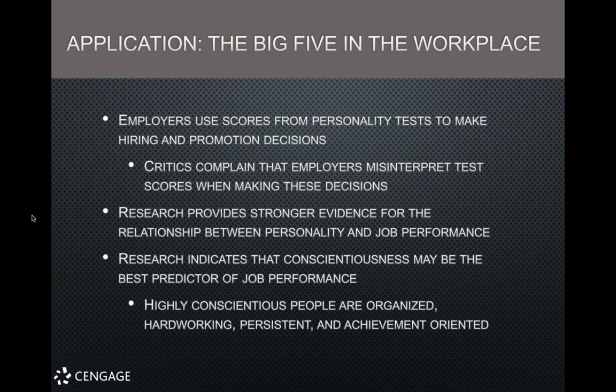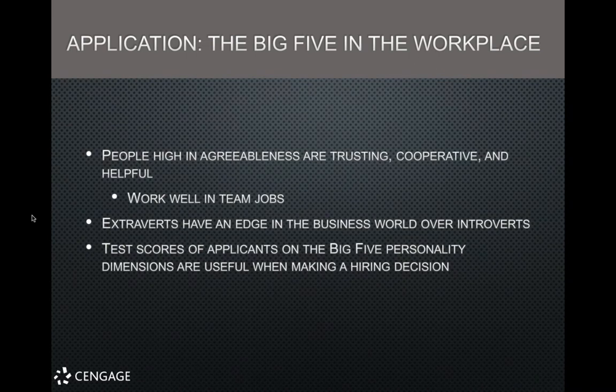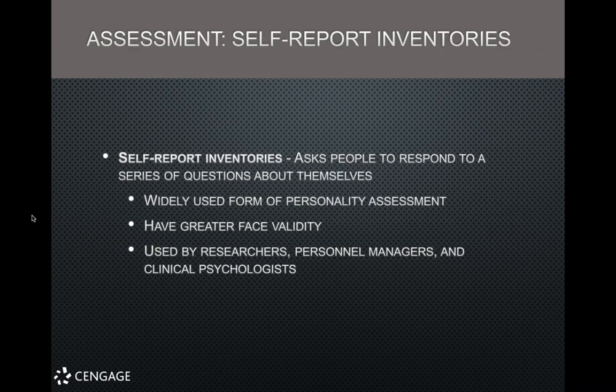That is, highly conscientious people are organized, hardworking, persistent, and achievement-oriented. People high in agreeableness are trusting, cooperative, and helpful, and work well in team jobs. Extroverts have an edge in the business world over introverts because they can be innovative, more gregarious, outspoken. Test scores of applicants on the Big Five personality dimensions are useful when making a hiring decision.